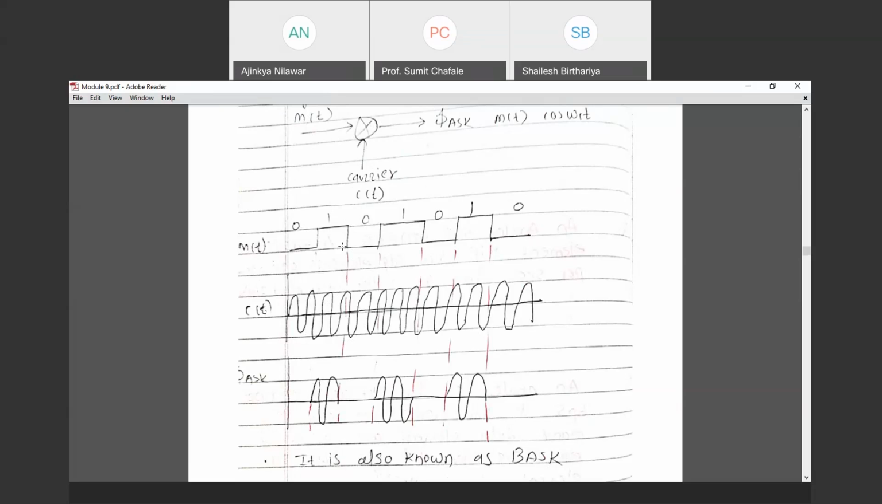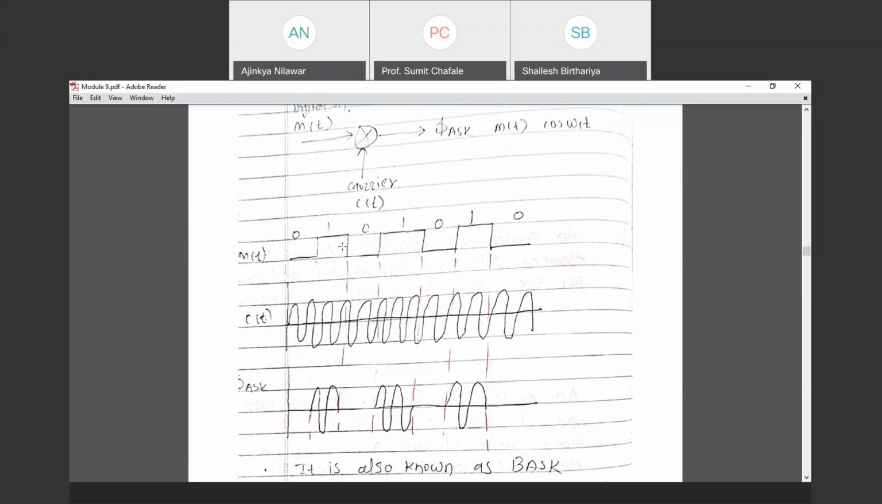As far as GATE is concerned, we are dealing with only binary. That means one bit input. 1 bit input means two symbols are there, either 0 or 1. According to that, the nomenclature is given. So first is our binary ASK.